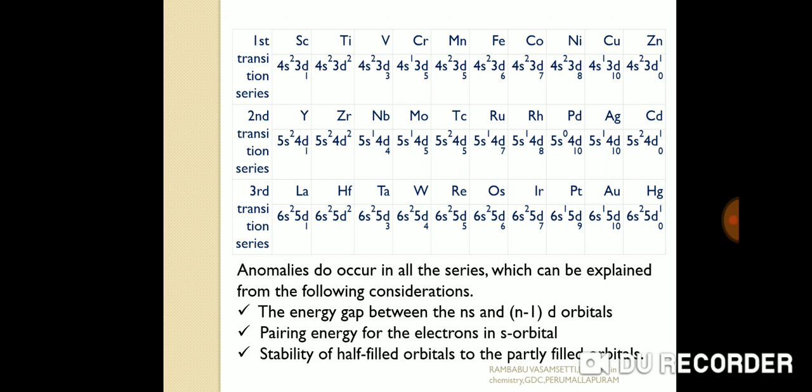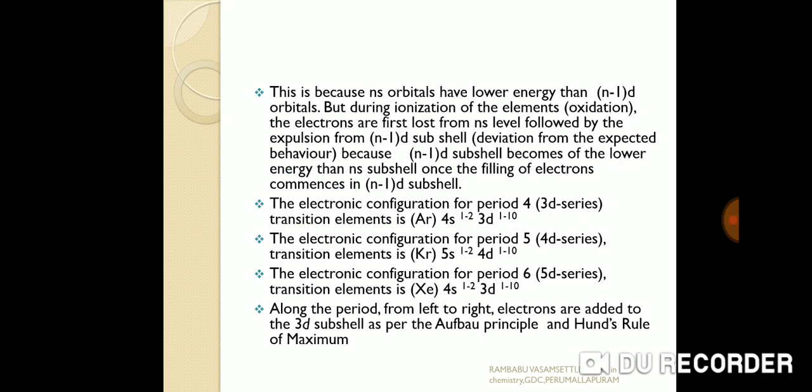In this first 3d transition series, chromium and copper show anomalous electronic configuration, because of the extra stability due to half-filled or fully filled orbitals. Because of that stability, they show anomalous electronic configuration. Moreover, in some cases the reason is the pairing energy of the ns electrons. Various electronic configurations are given here.